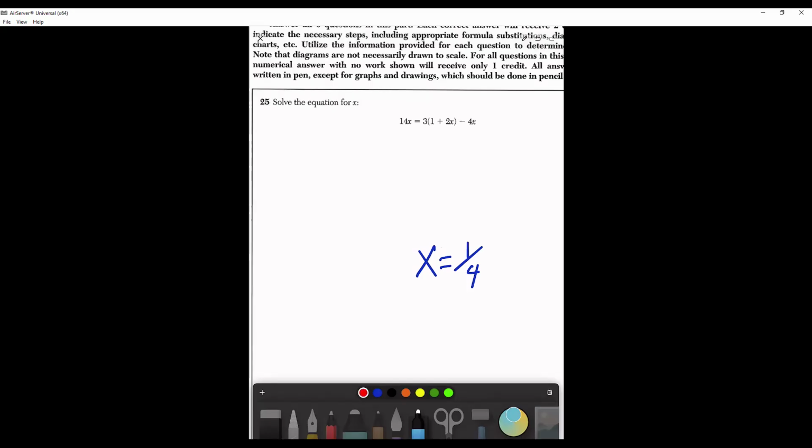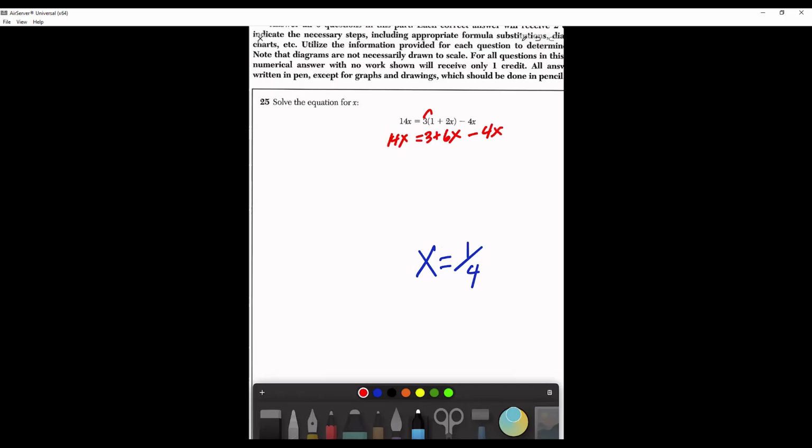All right, so I got 14x equals 3 parentheses 1 plus 2x minus 4x. So all I'm going to do is distribute. So this is going to be 3. 3 times 1 is 3. 3 times 2 is 6, so this is going to be 6x. And then I got minus 4x here. Got an equal sign, 14x.